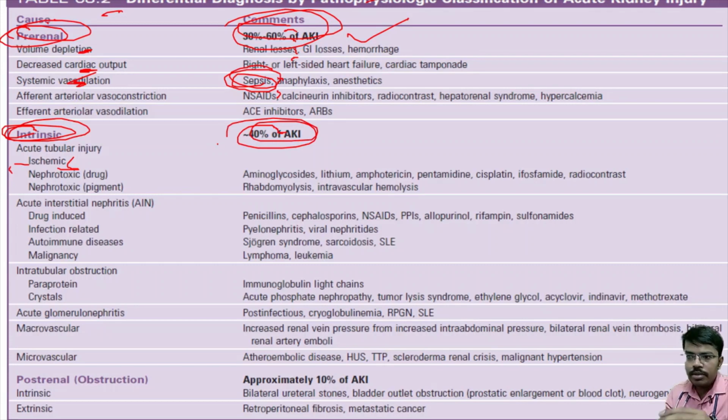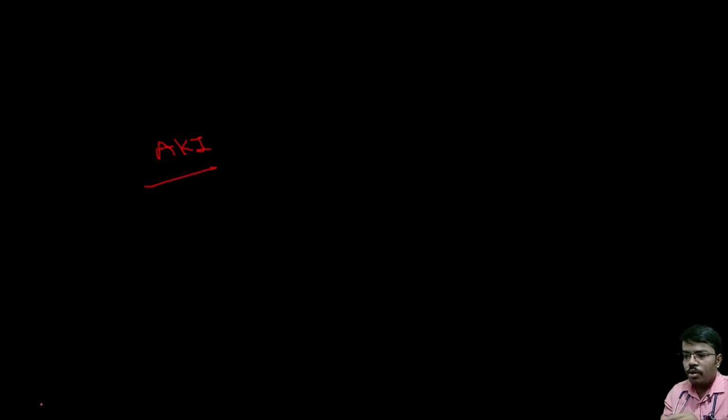Intrinsic causes around 40% of the AKI, as I told: acute tubular necrosis, acute interstitial nephritis, glomerulonephritis. Yeah, vessels can be involved, in the form of thrombotic microangiopathy, or large vessels in the form of bilateral renal artery stenosis or severe hypertension. So these are all the broad categories. Obstruction, as I told, extrinsic and intrinsic obstructions are there. So we have seen AKI, under which we have seen the broad categories of pre-renal, intrinsic renal and post-renal.